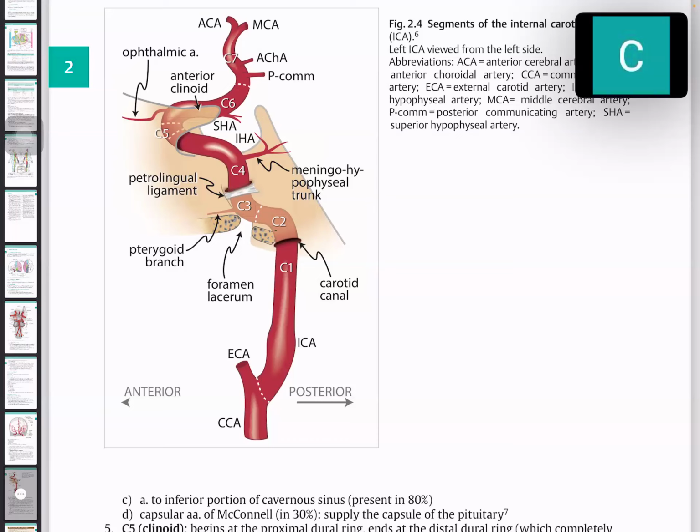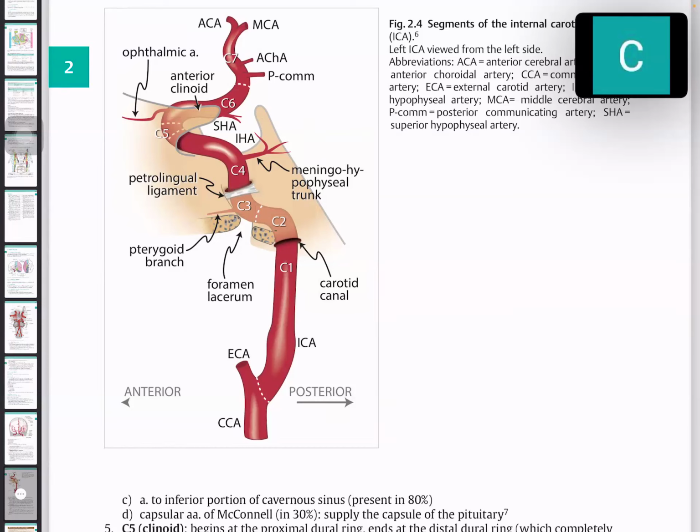You have to note that as these segments go up, they will give perforating branches or lateral collateral branches, amongst which at the level of C2, it will give the caroticotympanic artery, which will anastomose with the branch of the stylomastoid artery, which comes from the maxillary artery.